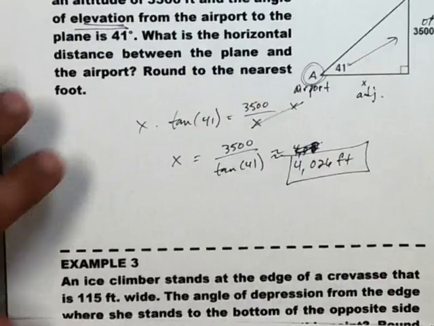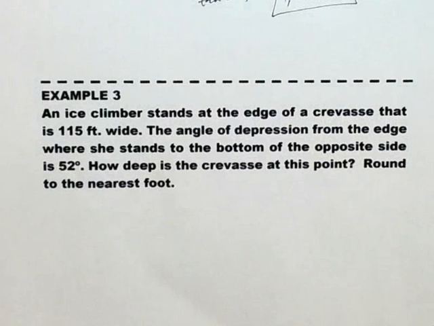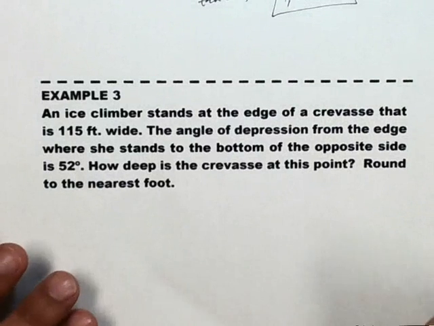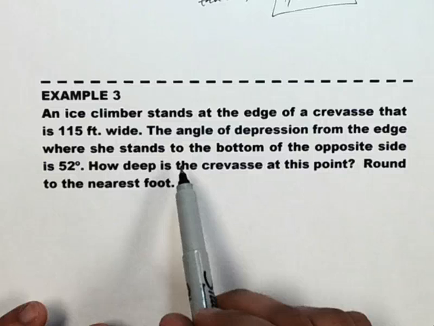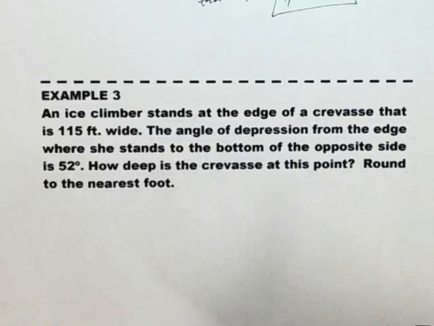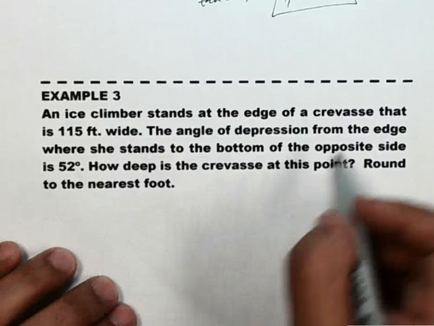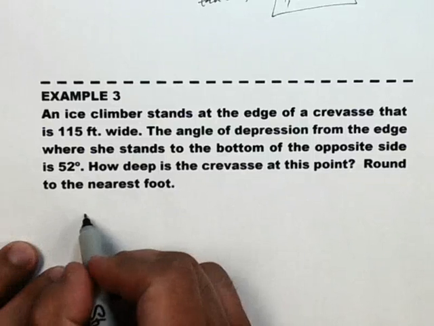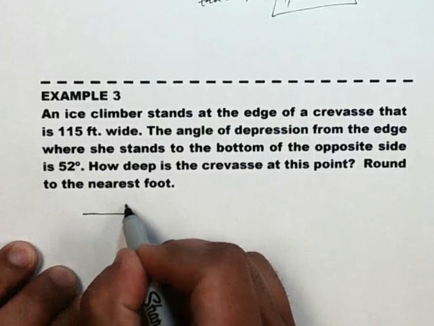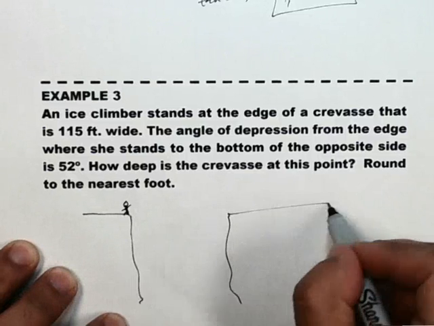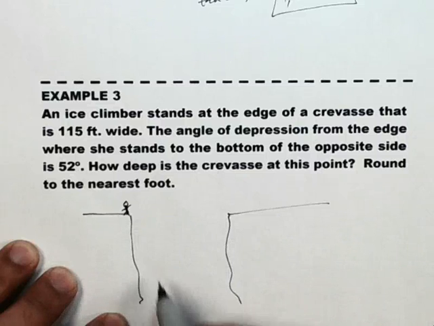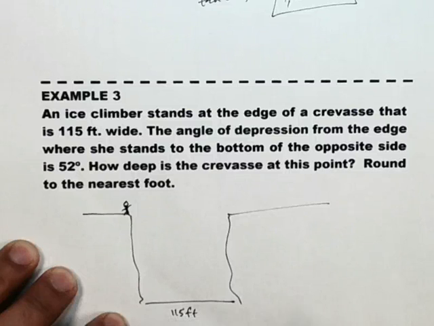All right, example 3. An ice climber starts at the edge of a crevice that is 115 feet wide. The angle of depression from the edge where she stands to the bottom of the opposite side is 52 degrees. How deep is the crevice at this point? Okay, so a crevice is just like a ravine or a cliff. So if the person is here, and then there's this kind of edge over here. All right, so this distance from here to here is 115 feet.